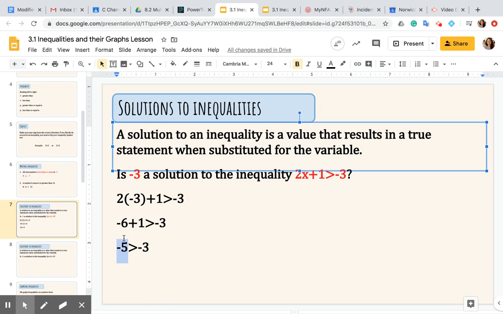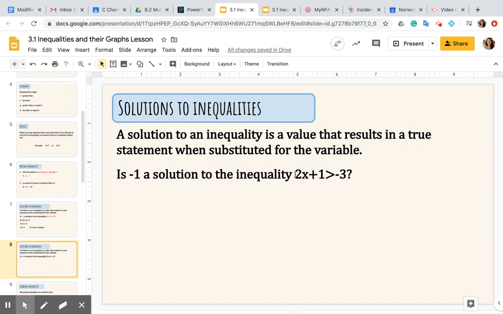This is actually the smaller number. So it's not the bigger number, which is what this says. It's the smaller number. This inequality is not true. So -3, I'm going to type this out. -3 is not a solution because this is false. Okay? Let's try another one like this.